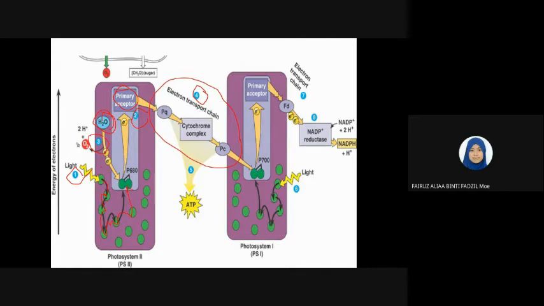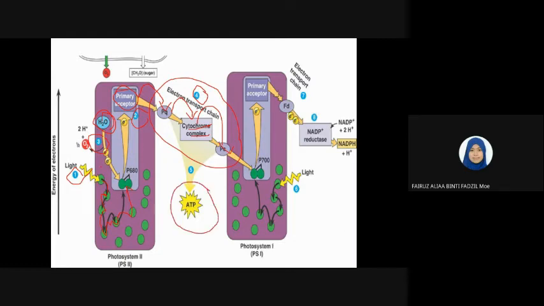In this electron transport chain, we have 3 members. We have PQ, or plastoquinone. The second one is the cytochrome complex. And the third member is PC, or plastocyanin. So the electron from the primary electron acceptor will be transferred to the plastoquinone, then to the cytochrome complex, and then the electron goes to the plastocyanin.